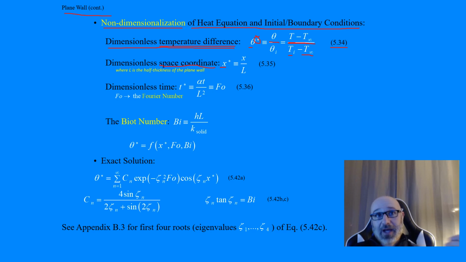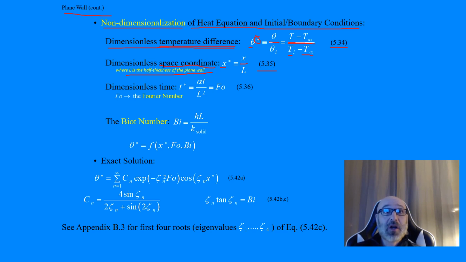So this is going to be our x star right there, which relates back to our equation 5.35 in our textbook right here, where we have our x over L, where our L in this case, if we remember back to that diagram of our plane wall, is going to be half the thickness of the plane wall because it's going to be symmetric about that midline right there.